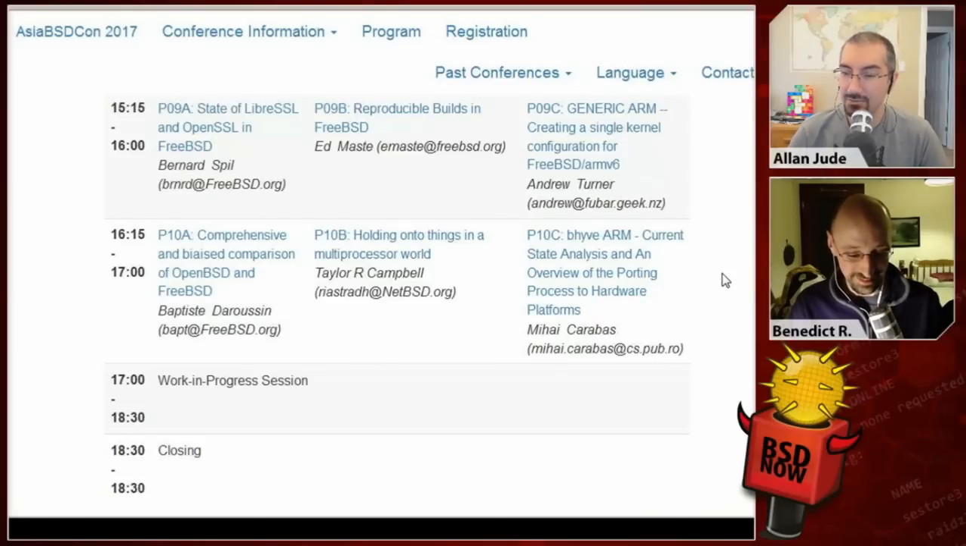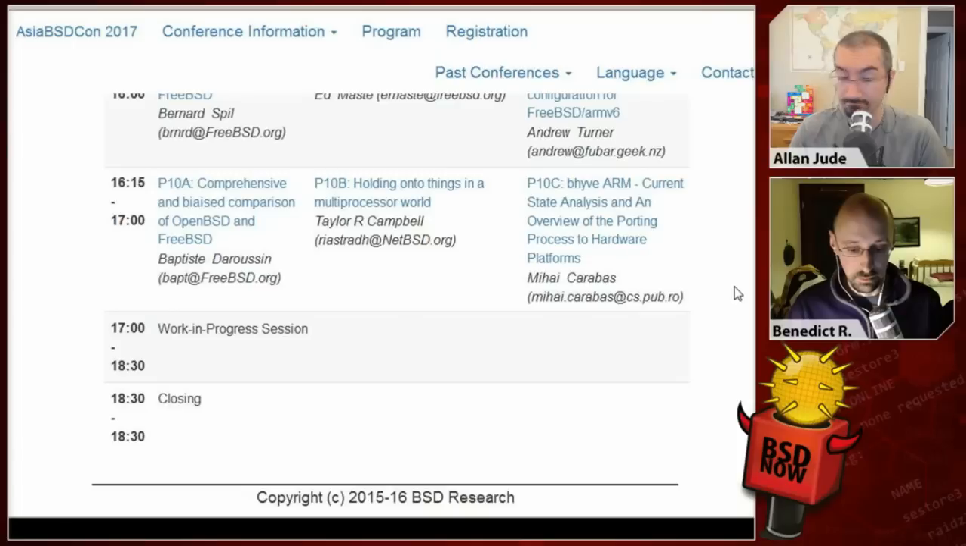And then Taylor Campbell gave a talk about holding on to things in a multi-core world. This is about trying to avoid migrating processes between cores in order to keep cache coherency, but deciding when to do it and when not to. And then lastly, Mihai Carabas gave his talk about bhyve on ARM, the current state analysis, and an overview of the porting process to hardware platforms, which might be useful to somebody if they decide to try to port bhyve to a different hardware platform.